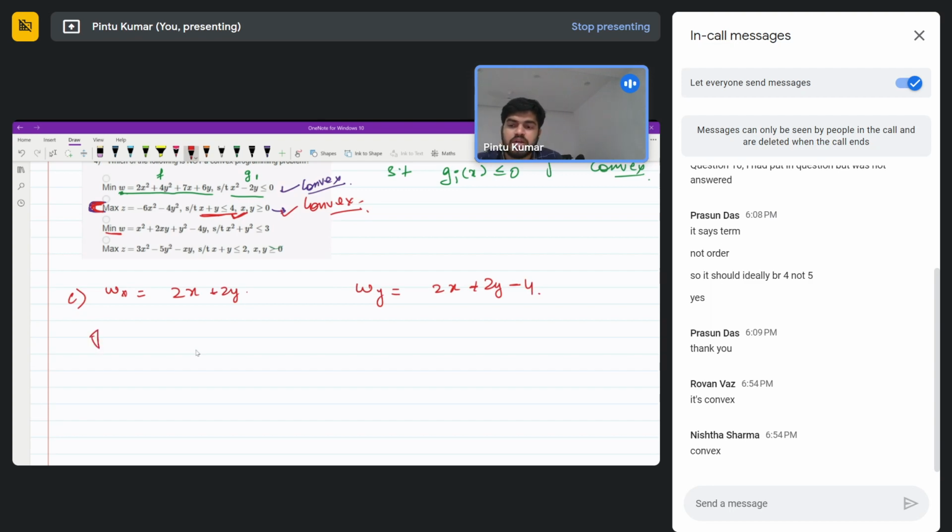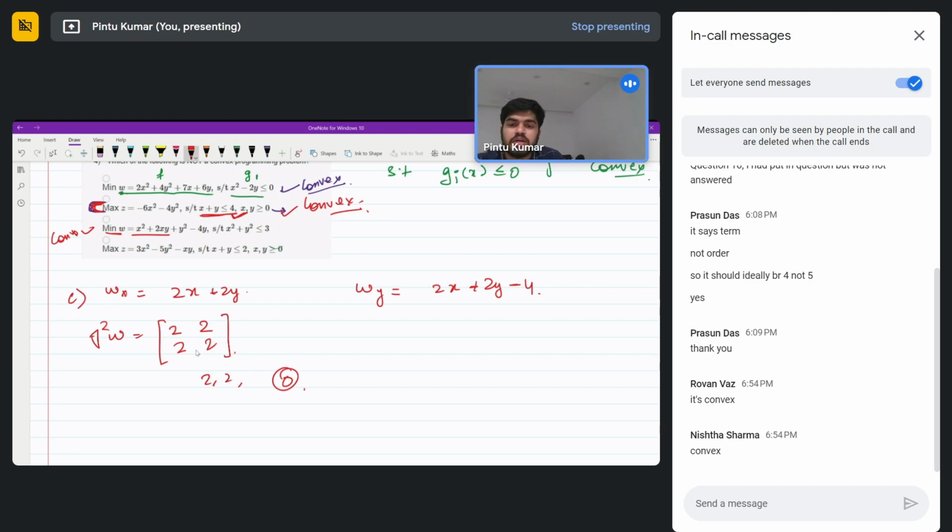So my gradient of W would look something like this: 2, 2, then 2, 2, right? So first order principal minors would be 2, 2, and the second order principal minor would be 0. So this W is convex.